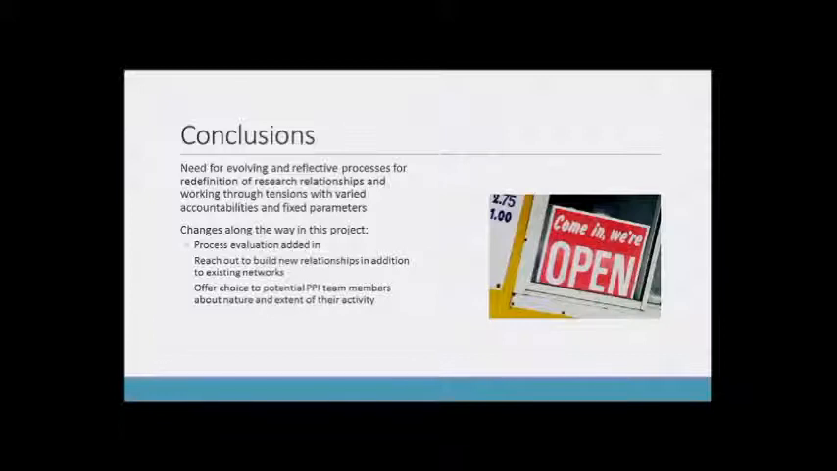And so in conclusion, I think there's very much a need for evolving, reflective processes in redefining research relationships and working through these tensions where we have these varied accountabilities and yet also have some fixed parameters. And the changes we've made along the way so far are to add in a process evaluation, to decide to reach out and try and build new relationships in addition to simply building on existing networks, and to offer the choice to potential PPI team members about the nature and extent of their activity.